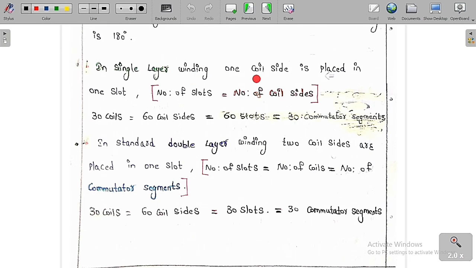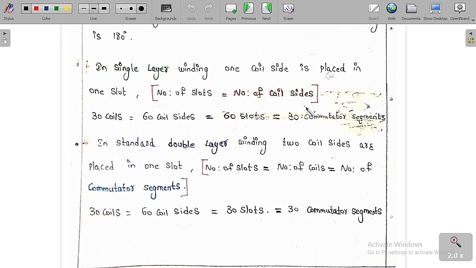In single layer winding, one coil set is placed in one slot, and the number of slots is equal to the number of coil sets. It's a very important thing that you always need to remember. So in a single layer winding, one coil set is placed in one slot, and the number of slots is equal to the number of coil sets, which we can see easily.